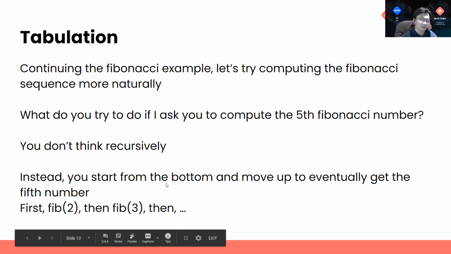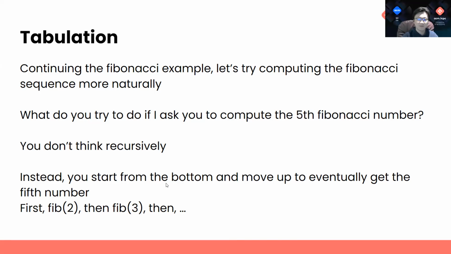Usually when you normally think of the Fibonacci sequence, you don't think of it recursively. If you're asked to calculate the 5th Fibonacci number, you don't think, okay, what's the 4th Fibonacci number? Okay, what's the 3rd Fibonacci number? You think from the bottom up. You first take Fibonacci 0, Fibonacci 1, then Fibonacci 2, then Fibonacci 3. Tabulation is the idea of doing this problem in a bottom-up way. Instead of making recursive function calls until you get the answer, you build your solution space from the bottom up, from your base case up until your target Fibonacci number.